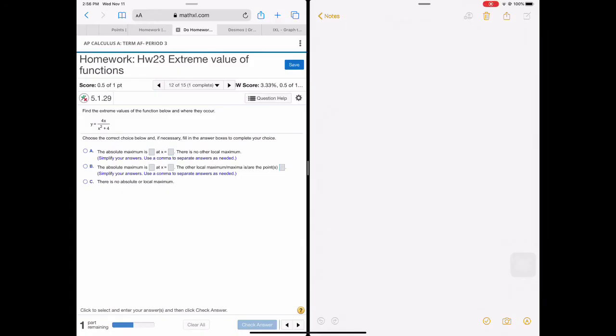Let's look at a problem like this here. We have y is equal to 4x over x squared plus 4. Our goal is to look for our extreme values, so let's go ahead and take the derivative. We're going to use quotient rule, derivative of the top, leave the bottom alone, minus derivative of the bottom, leave the top alone, all over the bottom squared.